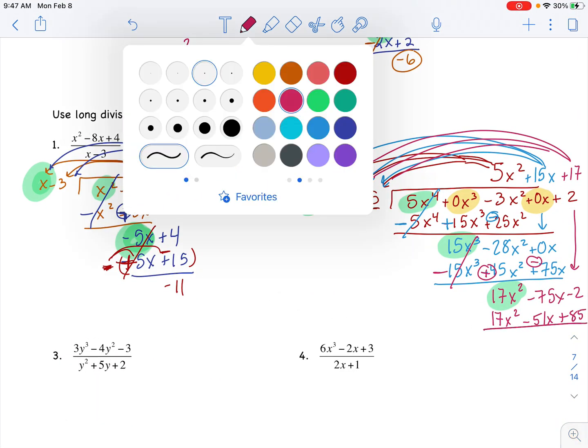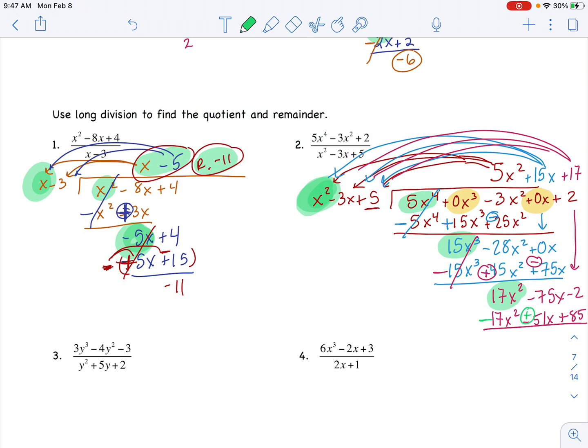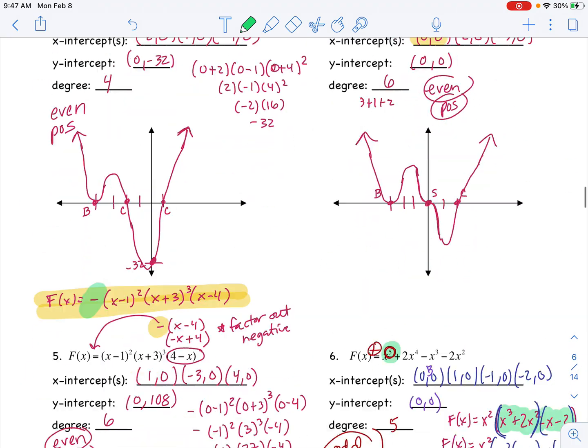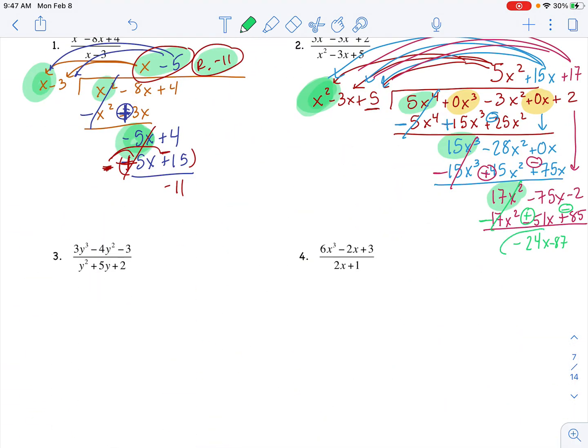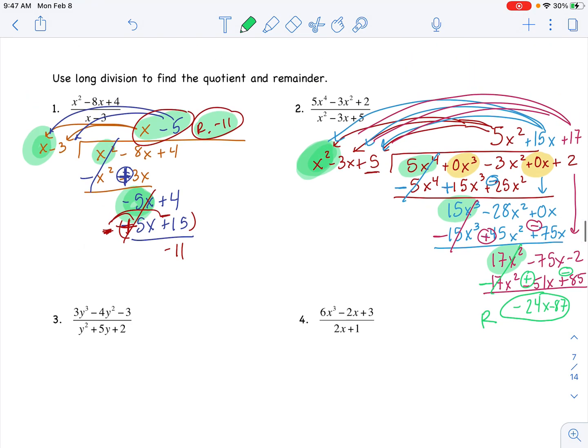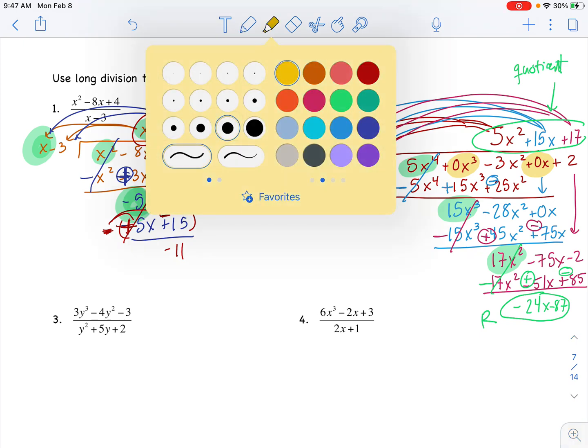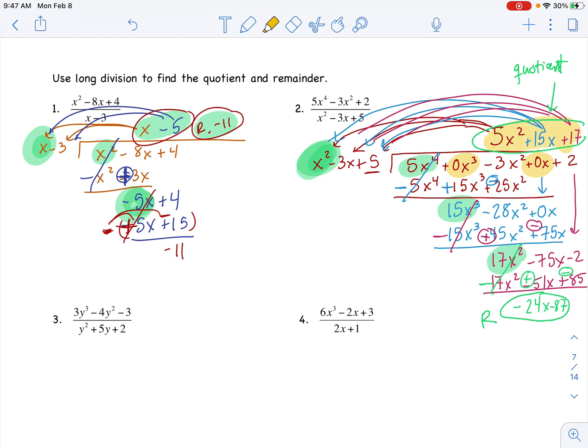Okay, distribute that negative, positive, negative. It just changes your signs, right? Negative 75 plus 51, negative 24x. Negative 2 minus 85 is negative 87. And that whole thing is my remainder. And this whole thing up here is my quotient. All right, so there's my quotient, there's my remainder. Hopefully I did that right.